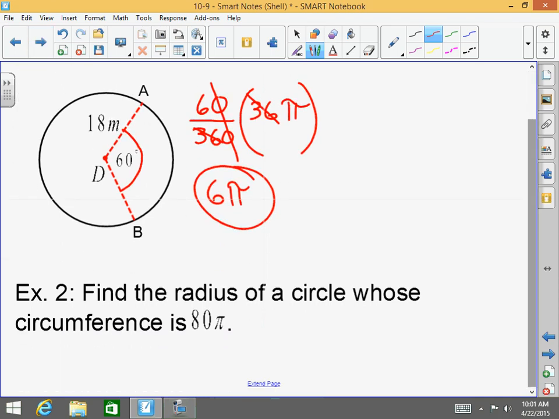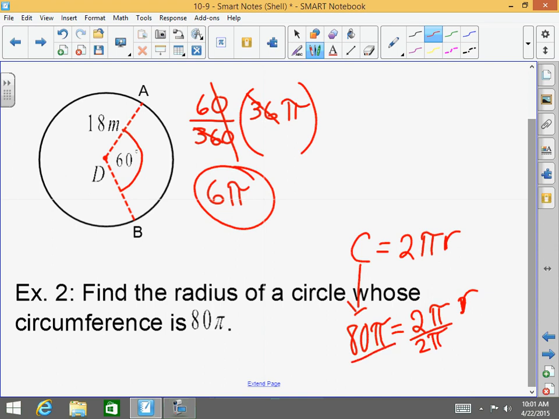What if I reverse it? What if I say find the radius of a circle whose circumference is 80 pi? Well, that should be pretty easy, right? What does circumference equal here? Circumference equals 2 pi r, correct? Didn't I tell you it equals 80 pi? That equals 2 pi r. Go ahead and divide by 2 pi. What's my radius? 40 units.